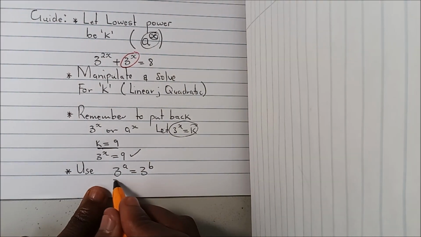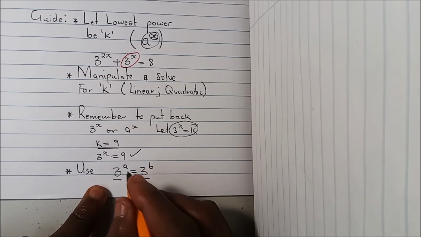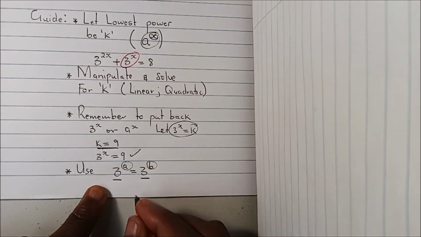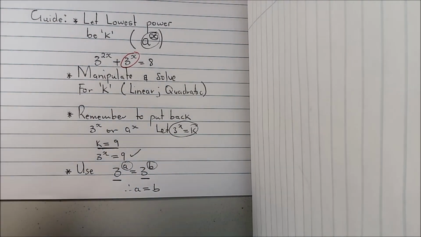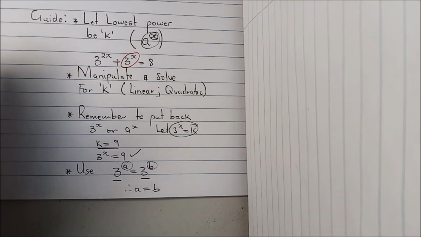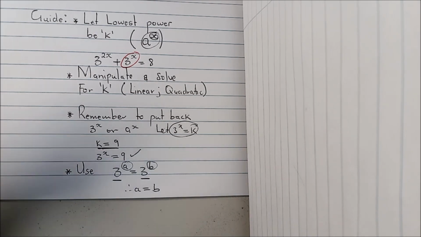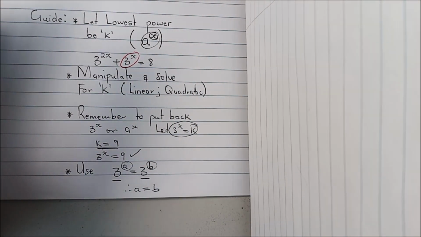If the bases are the same, then we can equate the exponents, so we can say a equals b. This is a brilliant idea on exponents. It can be expressions or it can be equations. It's a nice way of solving these things.